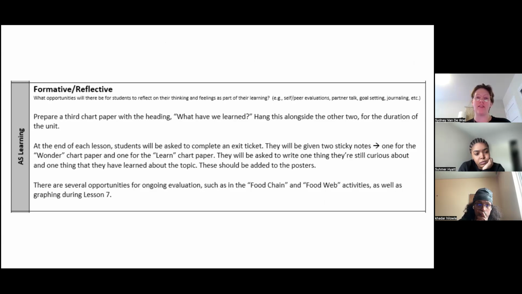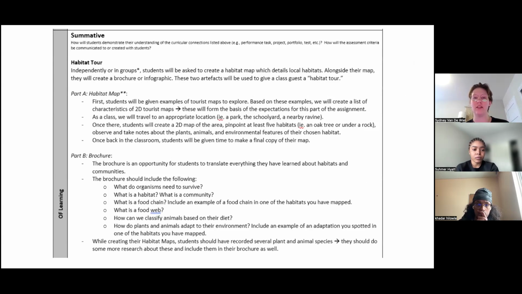For our formative, again, that's the exit notes, the exit tickets, and there's also some opportunities for ongoing evaluation. For example, I have a food chain and food web activity as well as graphing during lesson 7. But the real crux is in the summative assessment or the cumulative task. There's 3 parts to the cumulative task. The unit should end with this habitat tour.